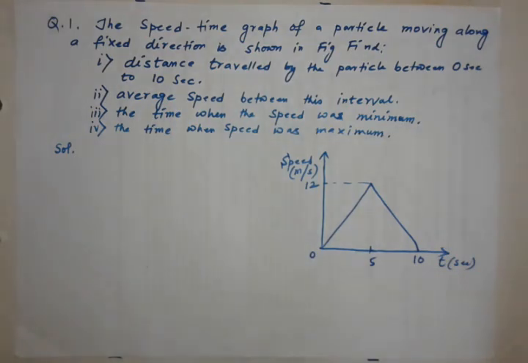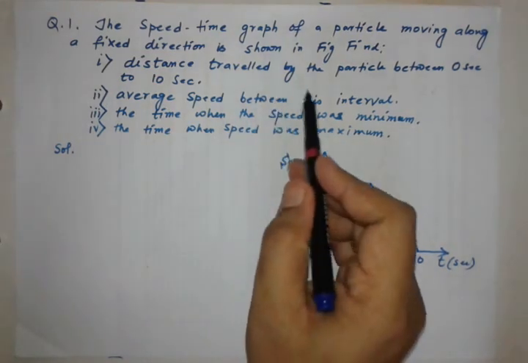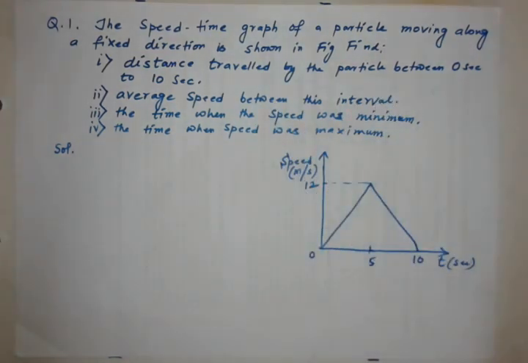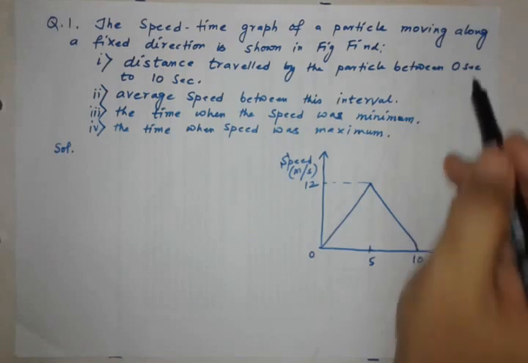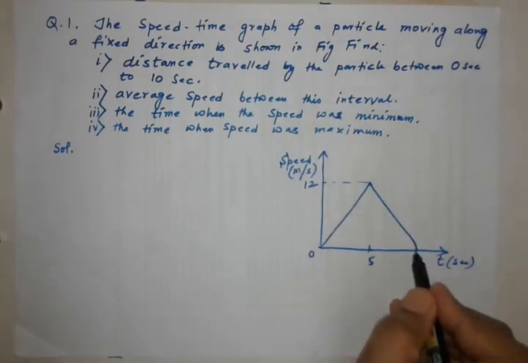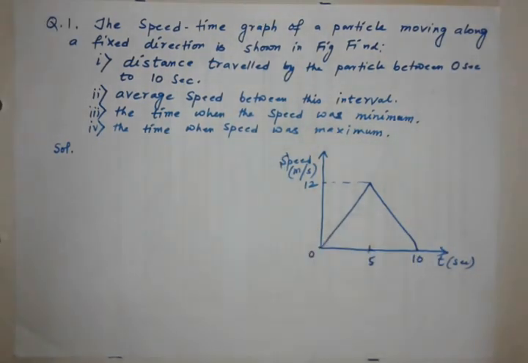So in this video we are going to solve a few numericals. The first one is: the speed-time graph of a particle moving along a fixed distance is shown in the figure. So this is your figure. Find, first, the distance traveled by the particle from 0 second to 10 second. Next is the average speed in this interval.